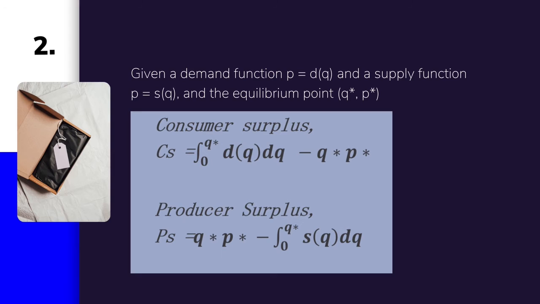To define the consumer surplus, we must integrate the demand function from 0 to the equilibrium quantity and subtract the equilibrium quantity times the equilibrium price. Otherwise, to define the producer surplus, we must multiply quantity by equilibrium price and subtract from it the integral from 0 to the equilibrium quantity of the supply function.